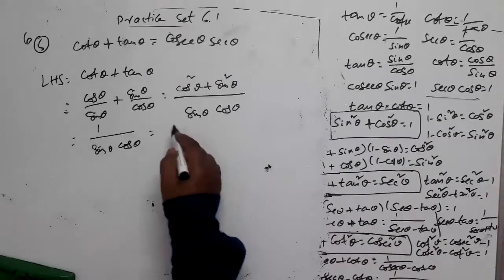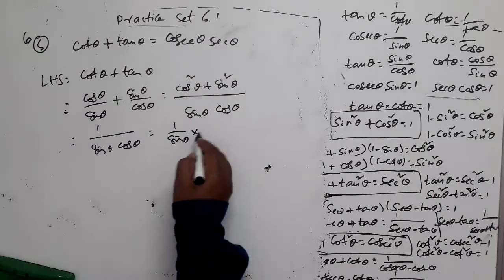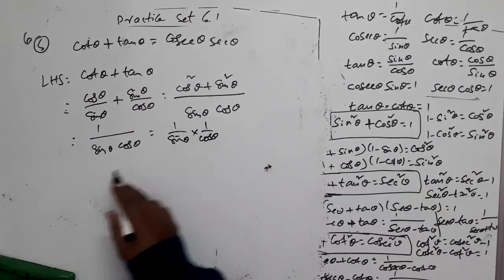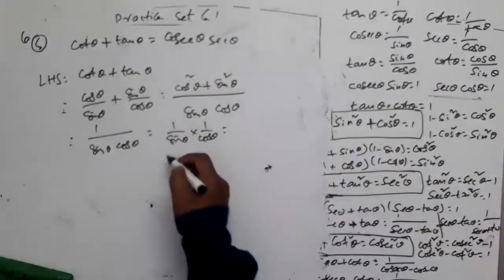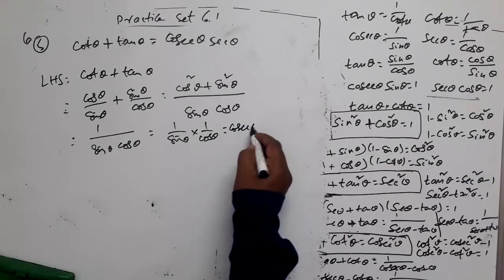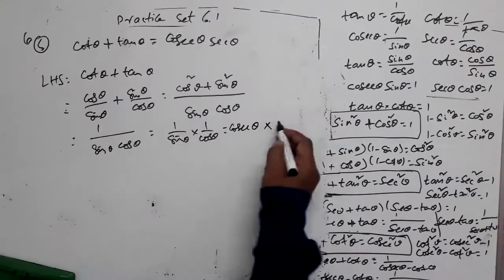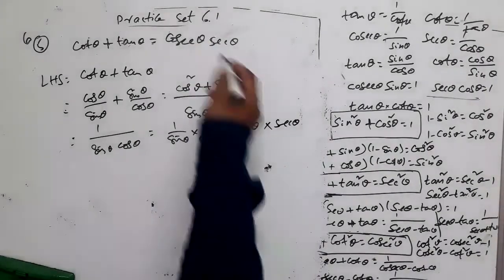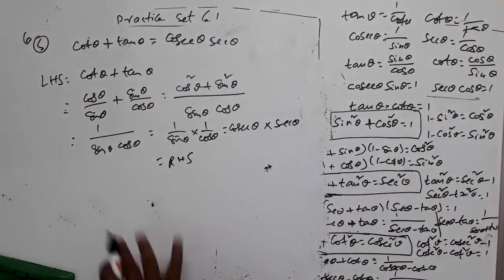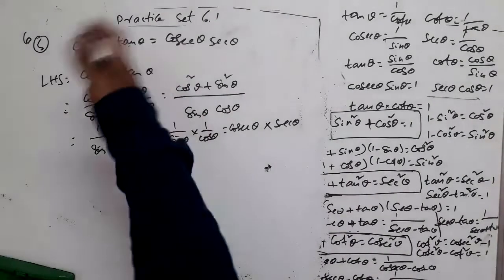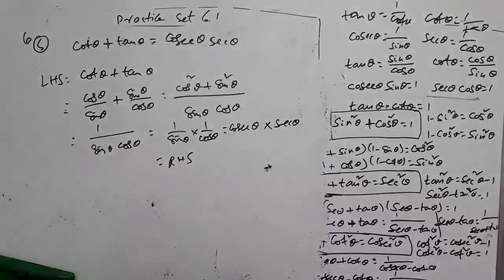Yes, I am writing it separately. That is 1 by sin theta multiplied by 1 by cos theta. Can I write like this? Yes, because I know that I want this one. 1 by sin theta I know is cosecant theta, multiplied by 1 by cos theta, which I know is secant theta. So this is our right hand side part. Simple, right? Straightly given. This part is of course involved in the previous question.